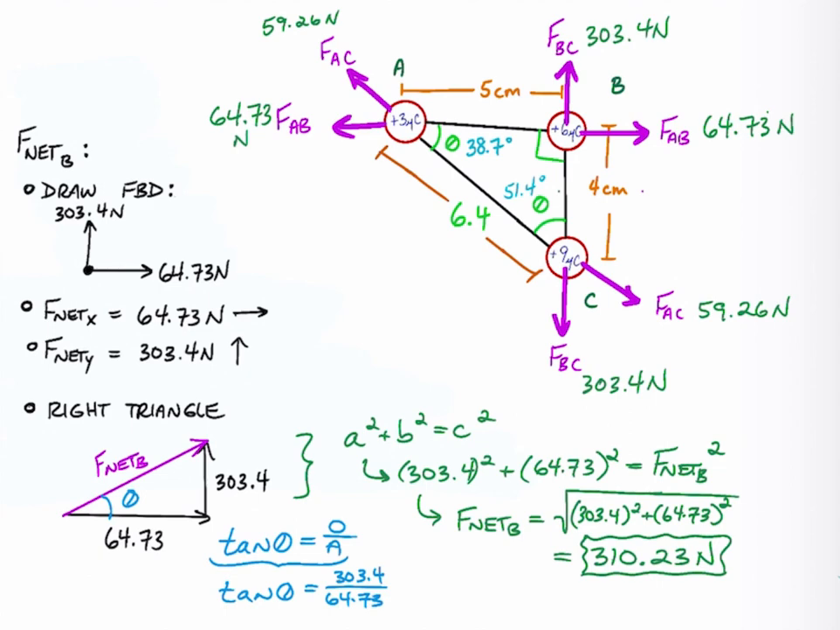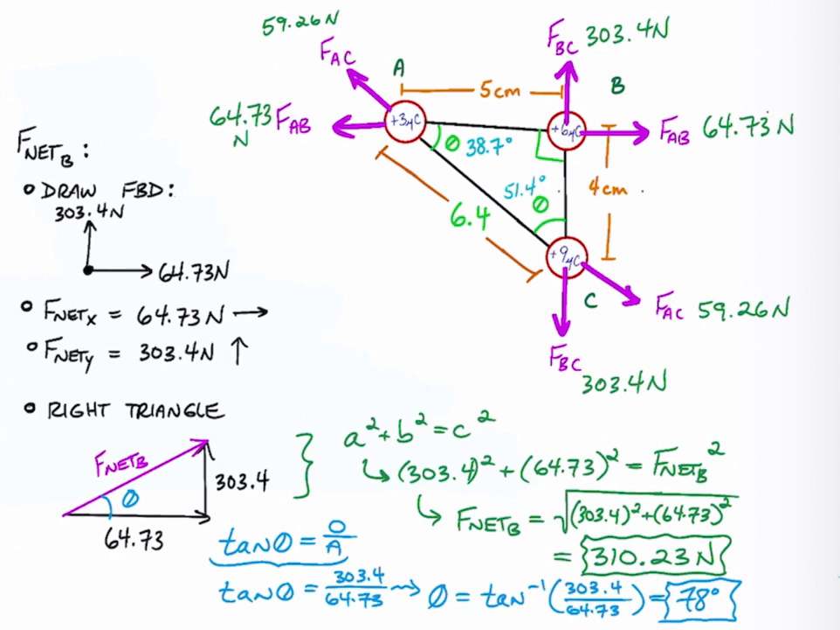So in order to solve for theta, if I take the inverse tangent of that ratio, 303.4 over 64.73, that should give me my angle. I round a little bit here, but you get about 78 degrees. So that means that charge B is going to feel a total force from these two charges of 310.23 newtons, and it's going to be directed at a 78 degree angle.